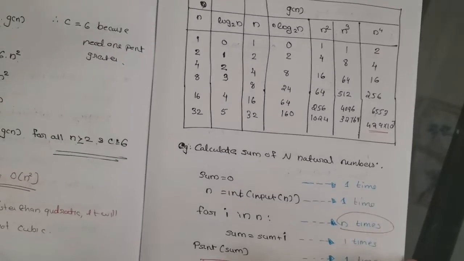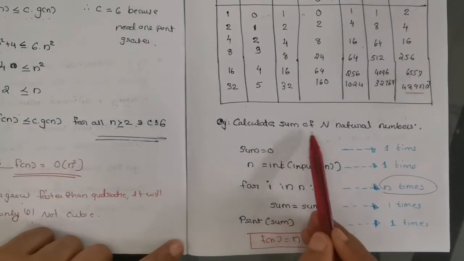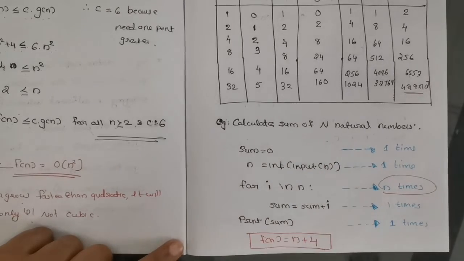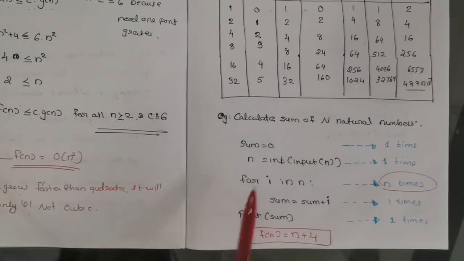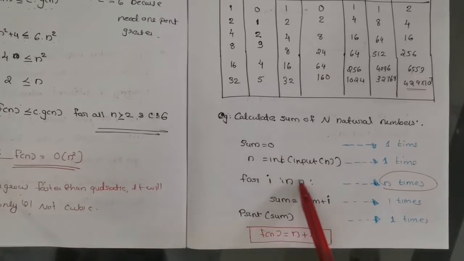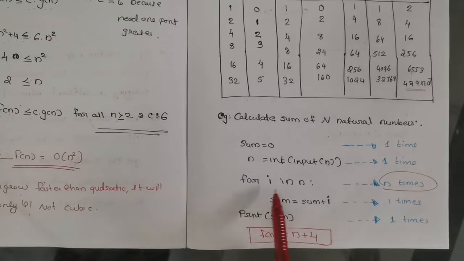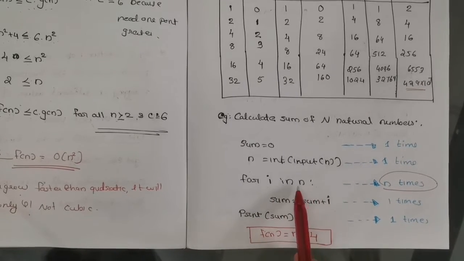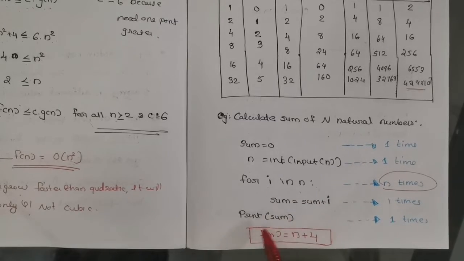For example, I will tell you how we can find the time. So calculate the sum of n natural numbers. Normally, as a normal person, we write this program: sum equal to 0, assign sum equal to 0, and we take the input from the user. Then a for loop is given, i in n. Okay, n times it iterates, each value adding to the sum, then find the result.